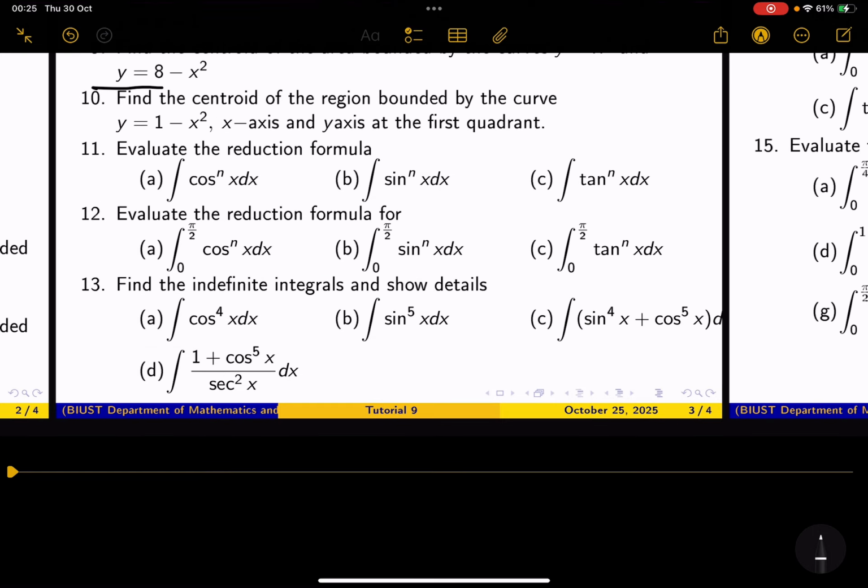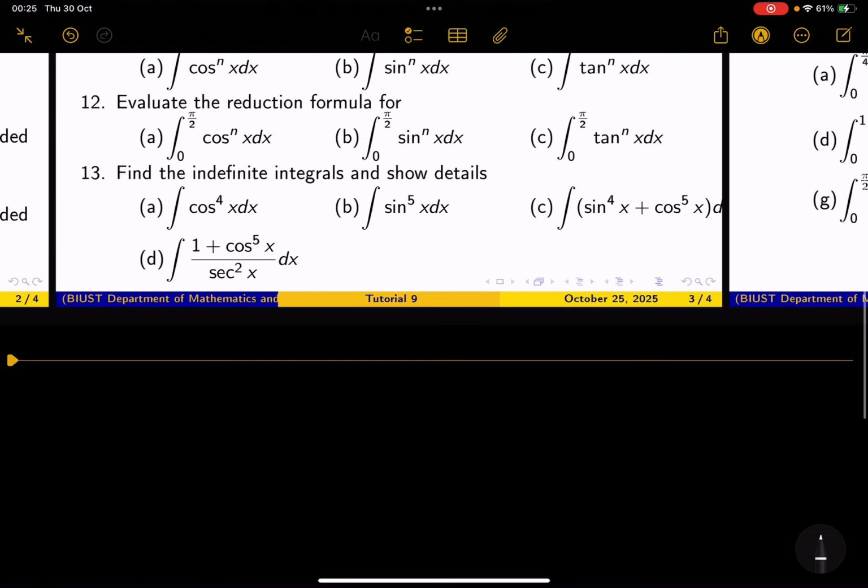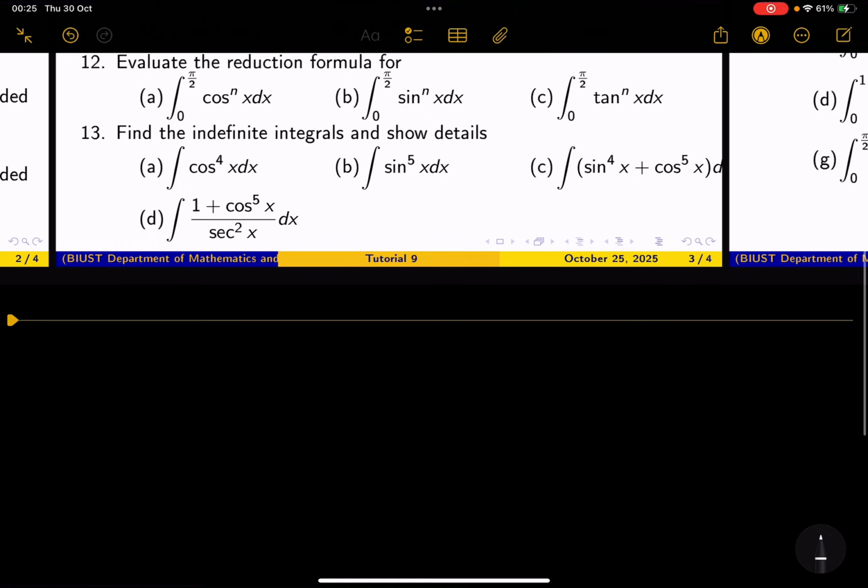Okay, so we are looking at the reduction formula. We just evaluated the reduction formula for tan to the power n for the indefinite integral. So let's look at the definite integral, whereby now you have your limit. So the last time we said I_n is equal to the integral for sine.